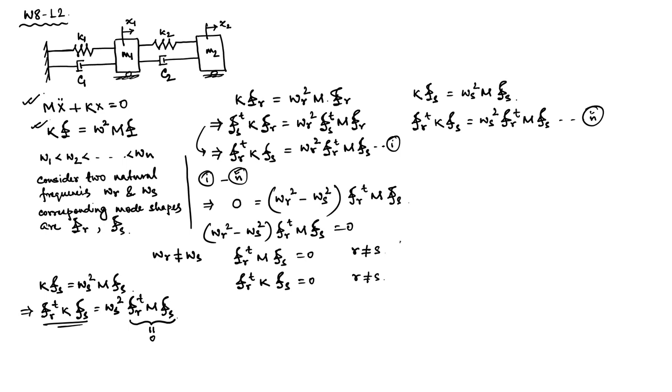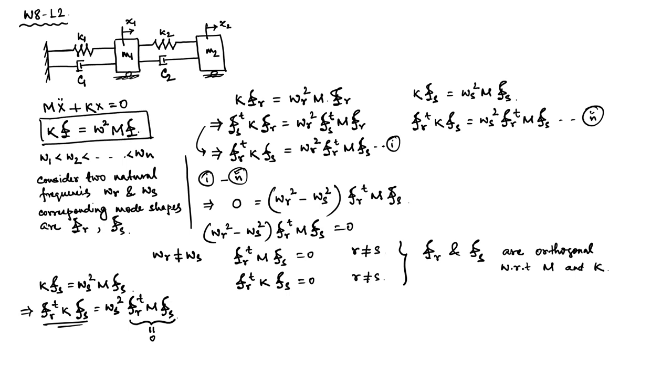And this equation tells that phi r and phi s are orthogonal with respect to mass and stiffness. So, the phi vector that we get from this equation, which we call the mode shape, that is the key equation.